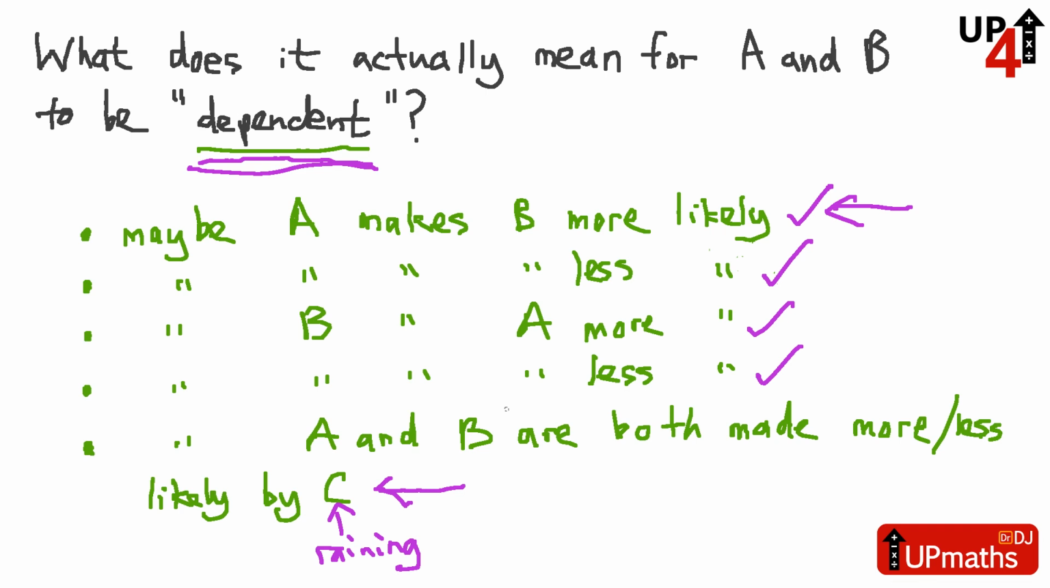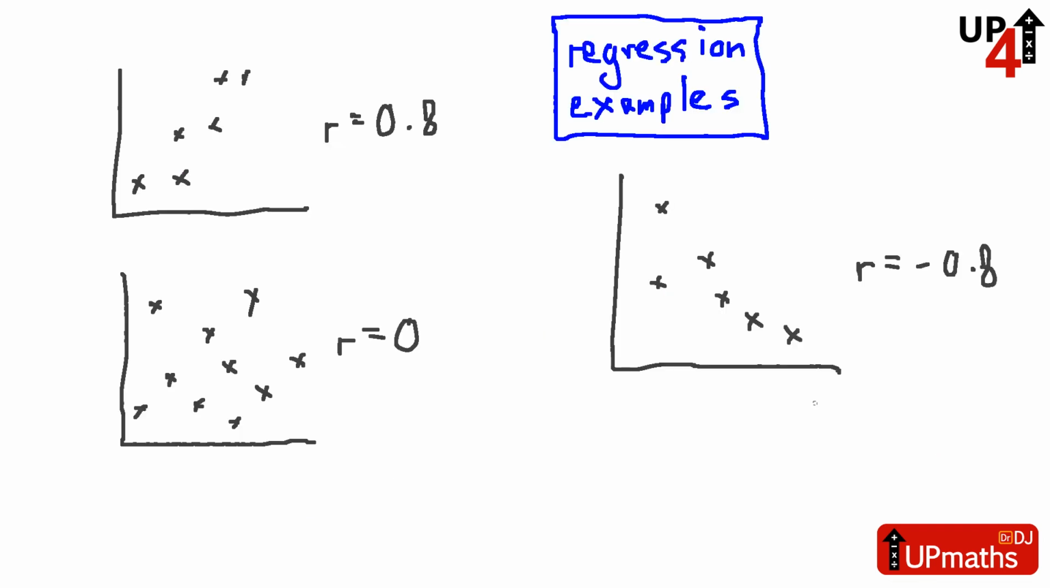Anyway, it's a rabbit hole, but there you go. So that's an idea of what dependent means. But if something's independent, then there's no relationship between them at all. The fact that one of them's happened, who cares in relation to the other one?